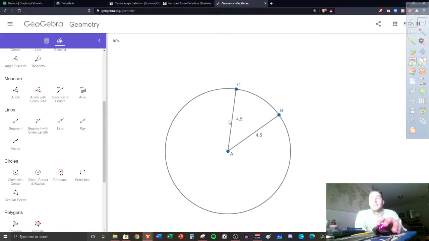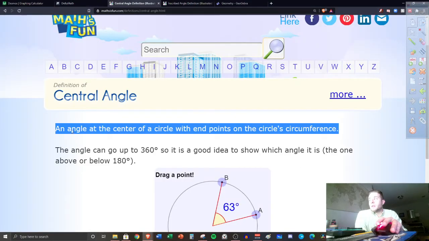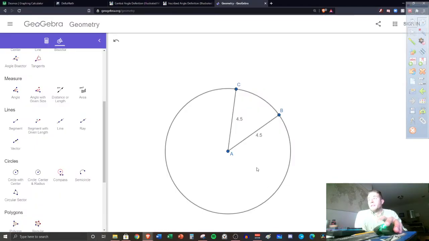All right, so this is a central angle. Why is it a central angle? Well, it's an angle at the center of the circle with endpoints on the circle's circumference. Essentially, the vertex of the angle is the center of the circle. Everybody needs to make sure they go back to this. Be ready to go back and work on this GeoGebra. We're going to add something else.